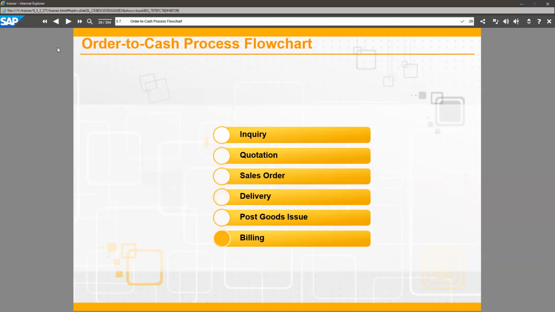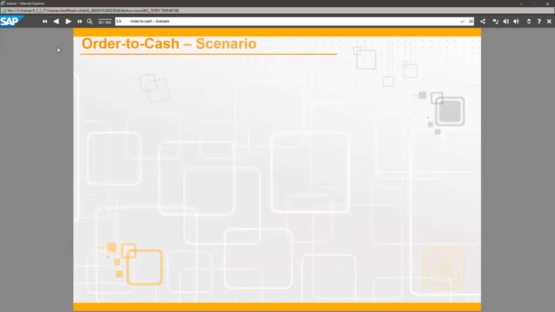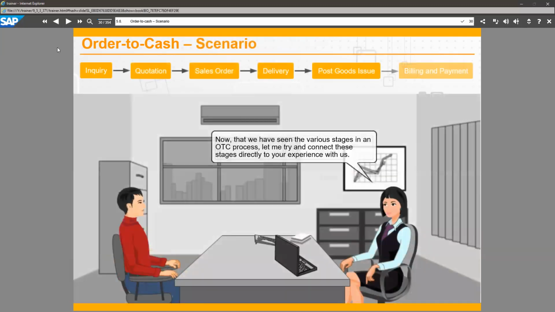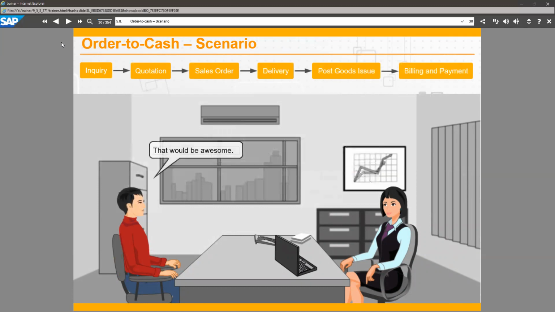I think the best way to explain the OTC process would be to rewind back to the time when you came into our office wanting to buy a bike. Wow, that would be great. Let's rewind. Now that we have seen the various stages in an OTC process, let me try and connect these stages directly to your experience with us. That would be awesome. Let's look at inquiry. Click on inquiry.